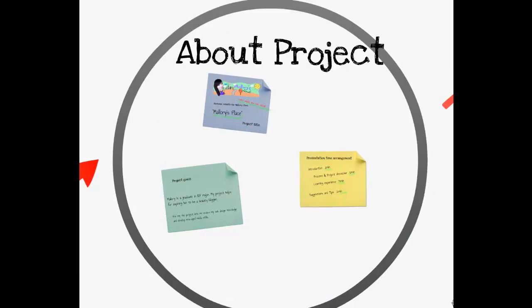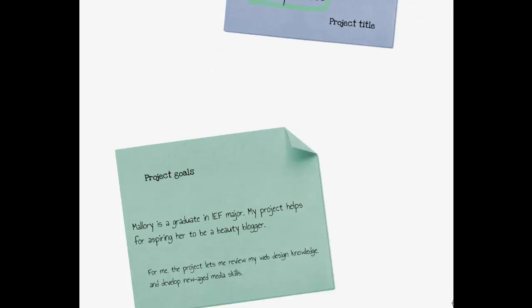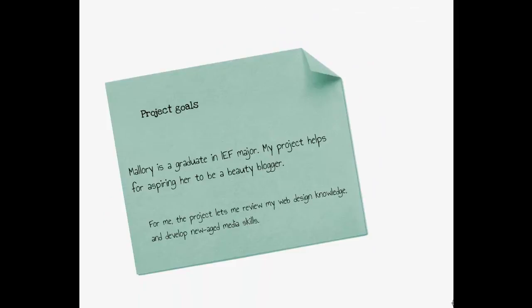About the project. The title is Mallory's Place. It is a personal website for Mallory Chen with 3 modalities of video, audio, and web design. I have 2 major goals for my project. First, Mallory is a graduate in IEF major. My project helps aspiring her to be a beauty blogger. Second, for me, the project lets me review my web design knowledge and develop new age media skills.